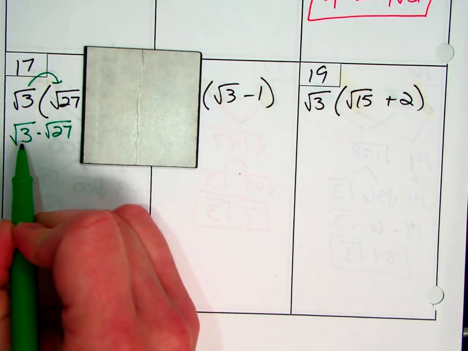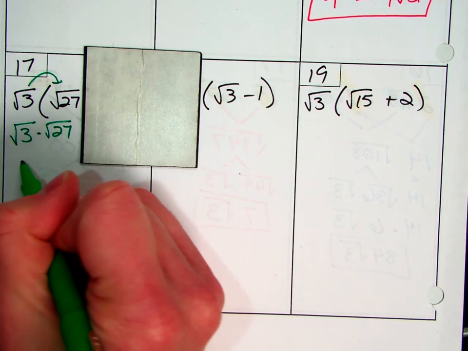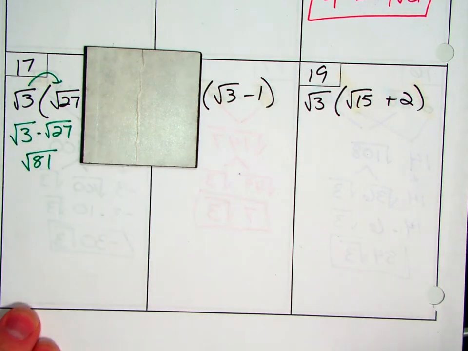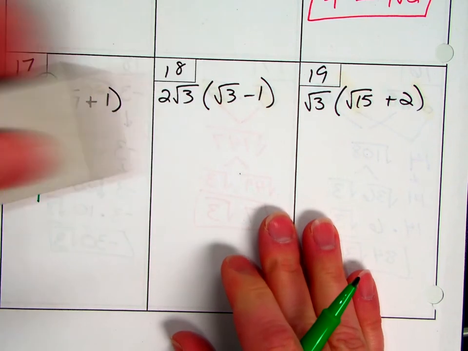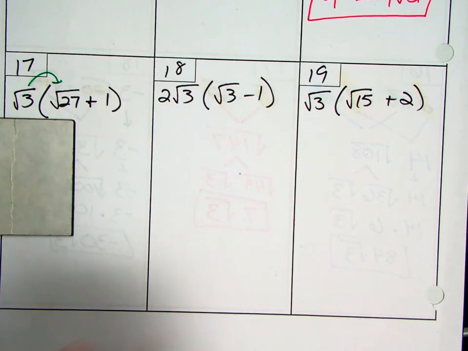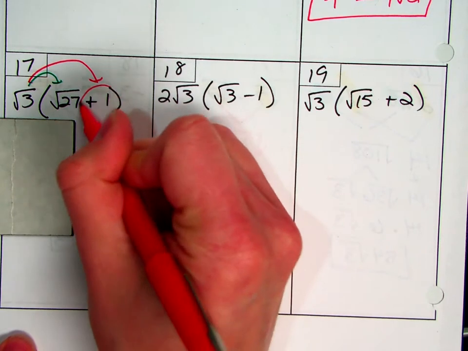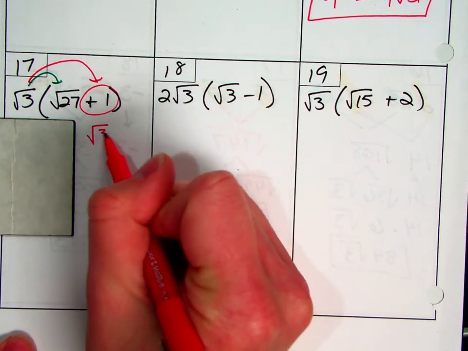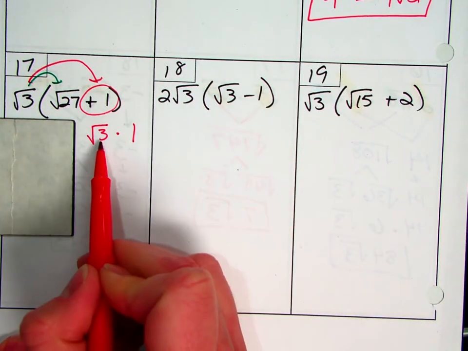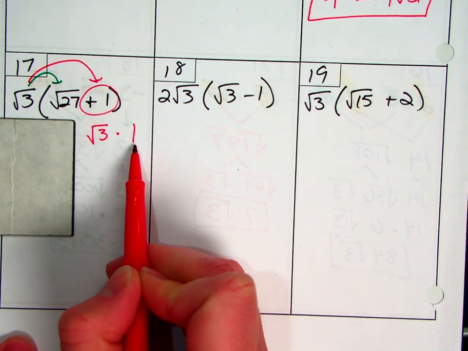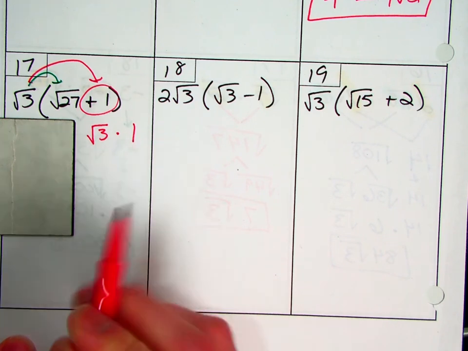So I can multiply both of these because they're both inside the radical, and I would get square root of 81. Well, 81 is a perfect square, so I end up with 9. So now I can ignore that side and work on the next piece, right? So I'm going to do square root of 3 times positive 1, since there's a plus sign there. And again, this is inside the radical, this is outside of the radical.